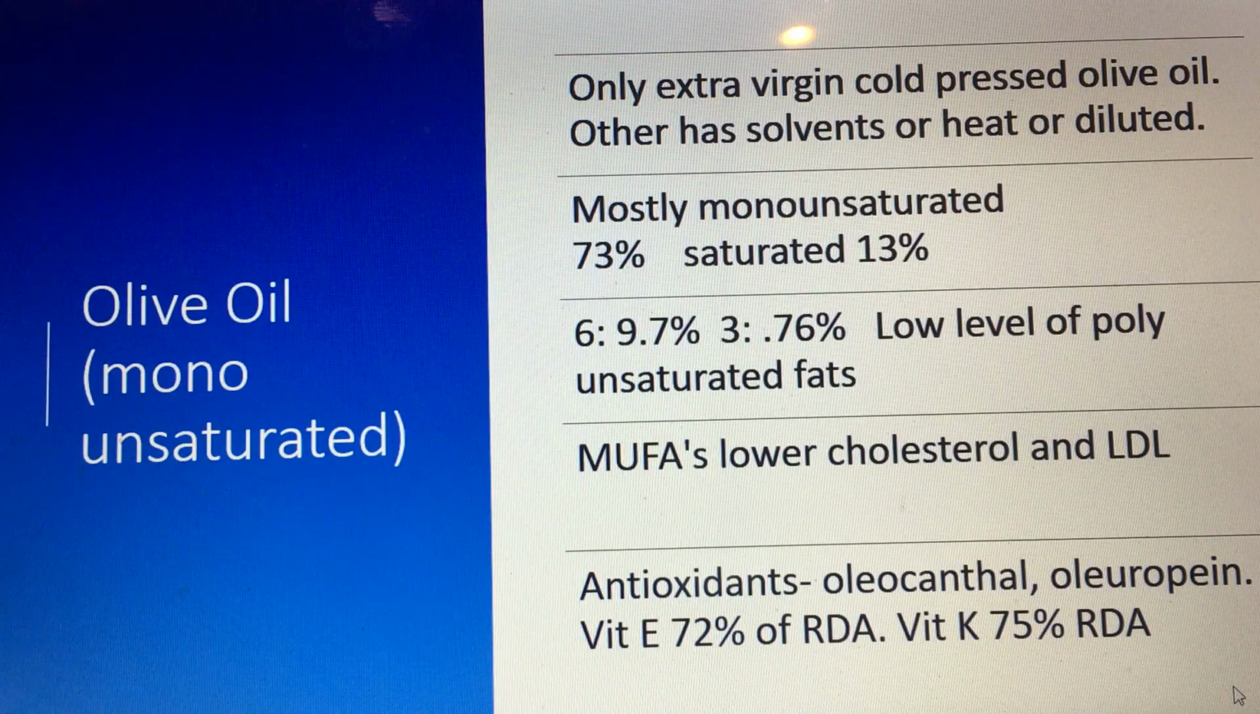It's mostly monounsaturated, 73% monounsaturated, 13% saturated. But it has a lot of antioxidants, oleocanthal, oleopurin, and a lot of vitamin E, vitamin K.